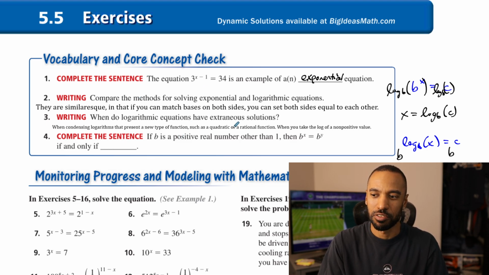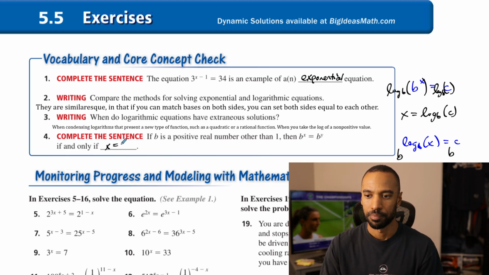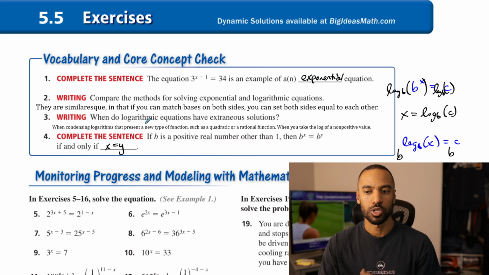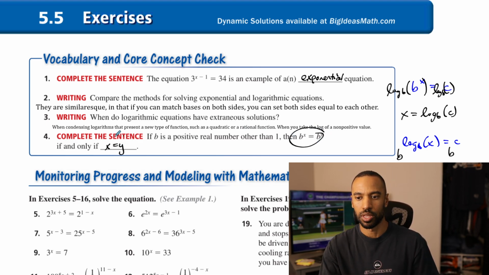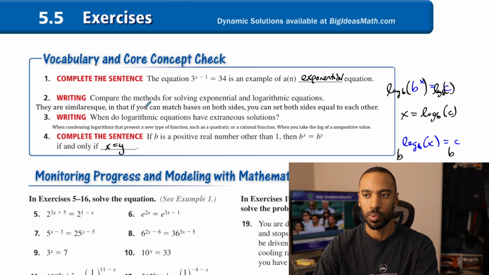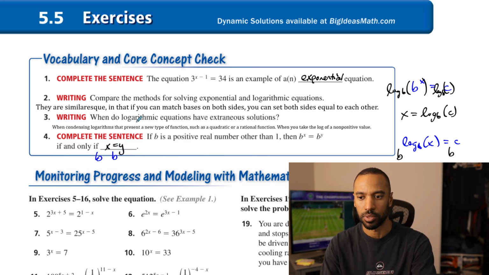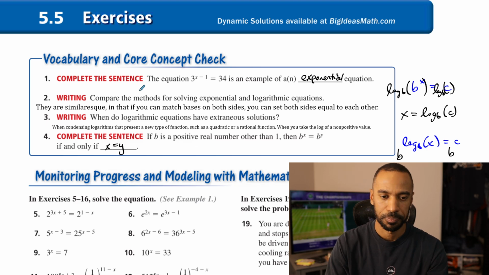If b is a positive real number other than 1, then b to the x equals b to the y if and only if x equals y. So what we're saying there, and this works both ways. It's not just if this is true, then this is true. It's also if this is true, then this is true, right? You can go both directions of this. And that's actually what they did. They said if you have something equal to something else, you can raise them both to some power with the same base. And that's going to be the case there.